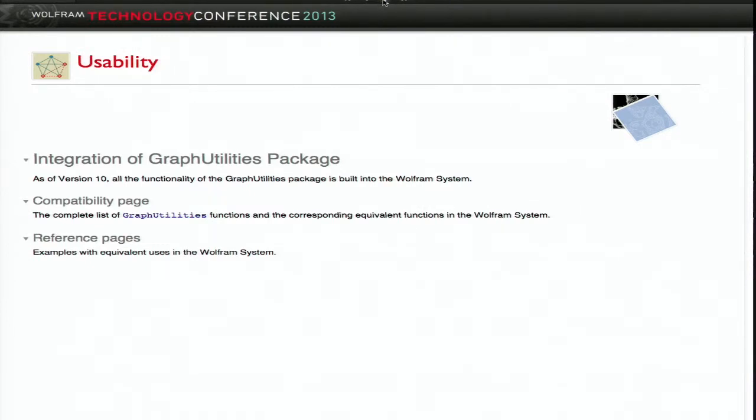That takes time for you, the user, to actually adapt, change, and update your package. So we go slowly and take our time. In this release, the first thing we did is that we managed to make GraphUtilities obsolete for Mathematica. What I mean is that all the functionality in GraphUtilities is currently, or will be, in the version 10 kernel. And to ease the transition, we built a compatibility page.